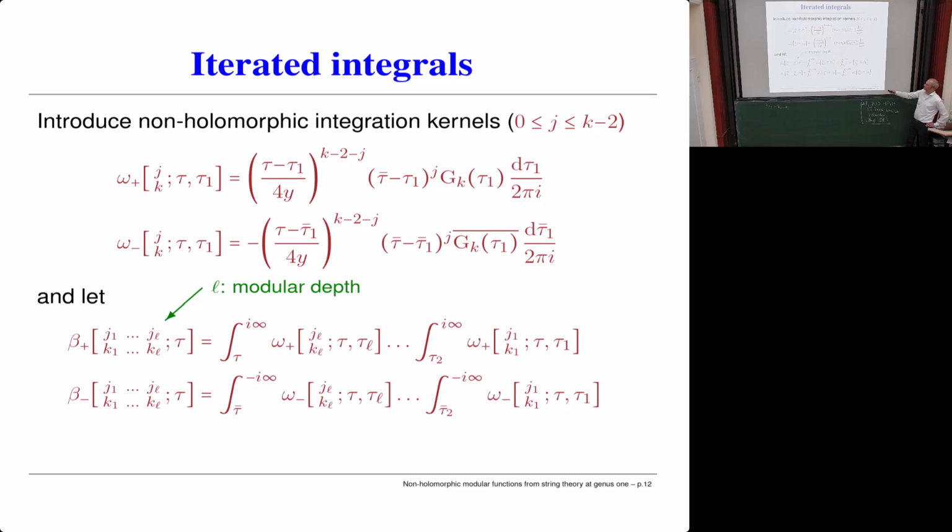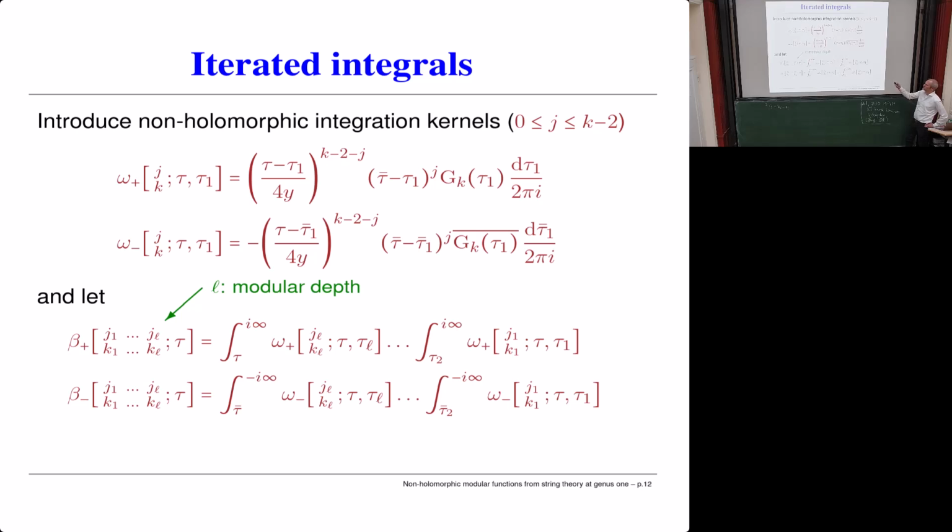So there's one which we call omega plus, which involves the holomorphic Eisenstein series. There's one which we call omega minus, that involves the anti-holomorphic Eisenstein series. And they also depend on two additional labels here, J and K. K is the weight of the modular form, and J is an integer in the range between 0 and K minus 2, which in some sense relates to period polynomial constructions and so on.